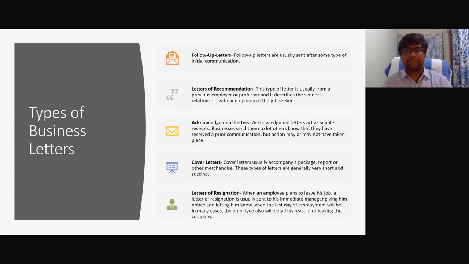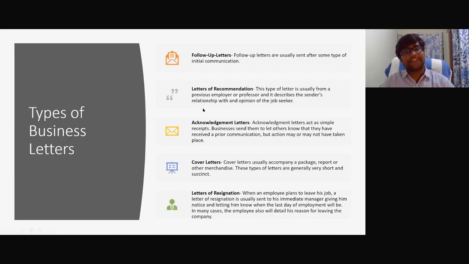Next comes the acknowledgement letter. These acknowledgement letters simply act as receipts, like if a transaction is done of any type, this acknowledgement letter helps us in having a receipt of that transaction. Next comes the cover letters. These cover letters are actually used to accompany a package or a report.